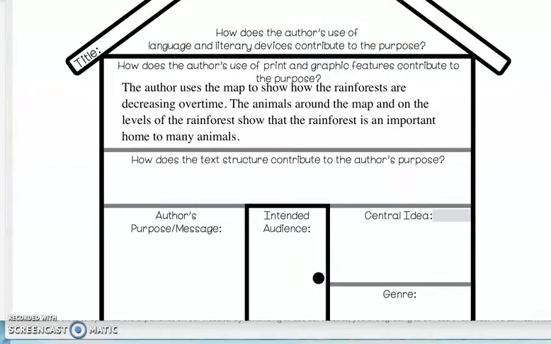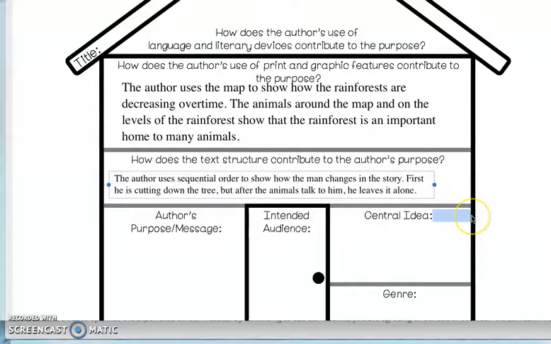Additionally, guys, the author has the beginning of the story starting with a man cutting down the tree, and the end of the story with the man leaving the tree. He shows these events in order to show us that the author uses sequential order to show how the man changes in the story. First, at the beginning of the story, he is cutting down the trees. Then the animals are talking to him in his dream. This is happening sequentially, like we said.